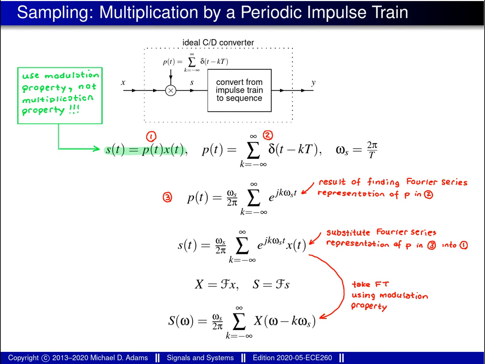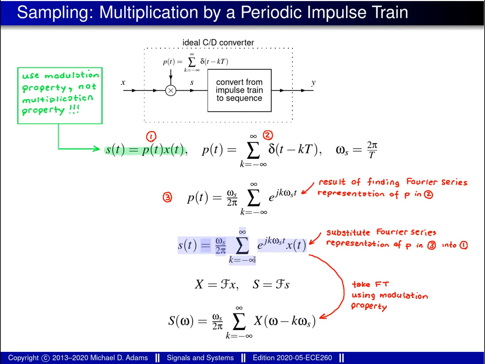Now, having found the Fourier series representation of little p, we return to the main problem, which is to find the Fourier transform of equation 1, in other words, this equation here. So we just finished finding the Fourier series representation of little p, which is this particular Fourier series representation here. And what we can do is take this Fourier series representation for p and substitute this into equation 1 for p. And when we do this, this gives us this next equation here.